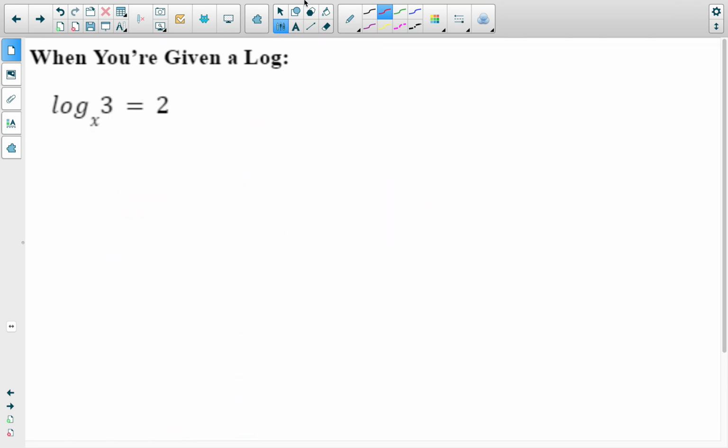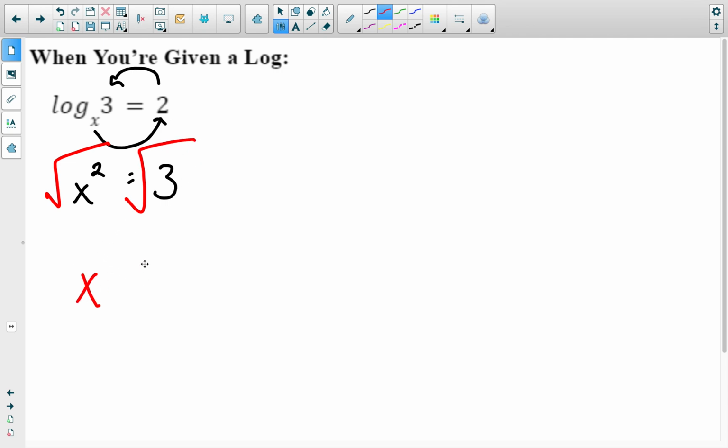For something like this, again, we're going to raise both sides to the power of x, because we're saying x squared equals 3. Some number squared is equal to 3, meaning if we take the square root of both sides, when we introduce the radical into the problem, we create the possibility for a plus or minus. So x is equal to the positive or negative square root of 3.